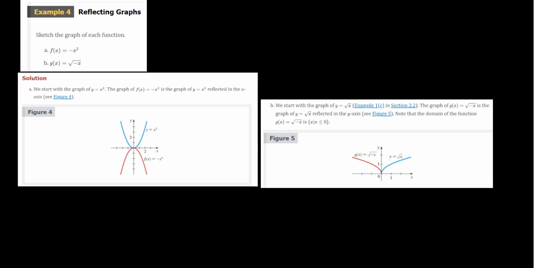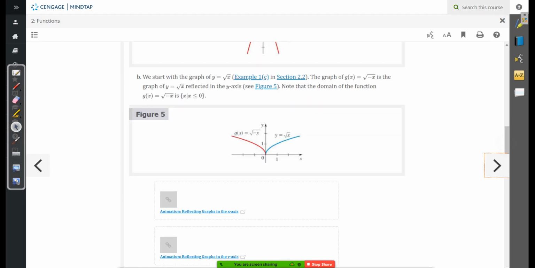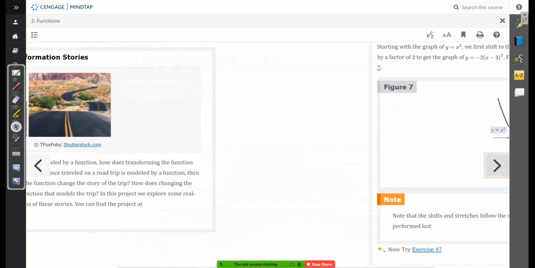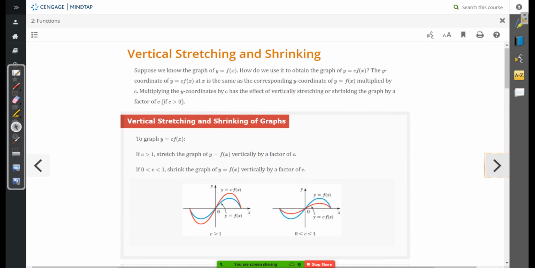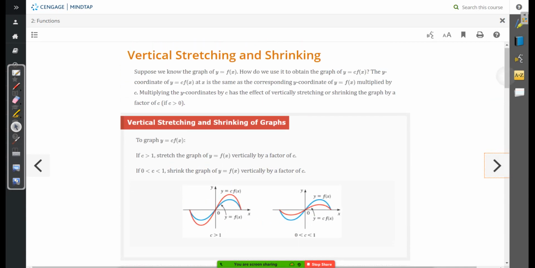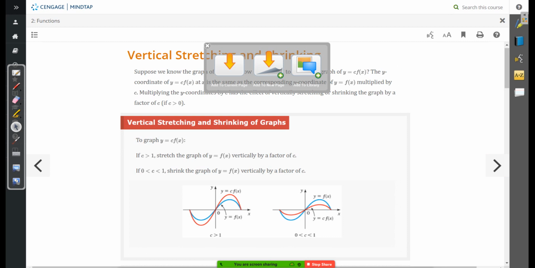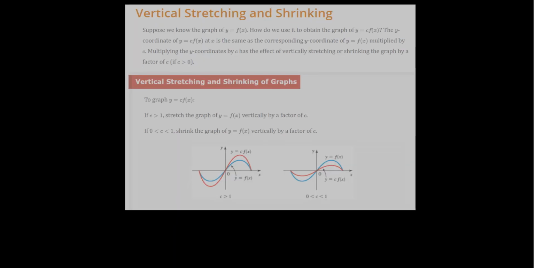So far we have vertical shifts, horizontal shifts, and then reflection about the x and reflection about the y. Those are the four transformations that we have so far. Let's look at some more. This is where it starts to get a little more tedious, and it becomes more open to interpretation, I guess.